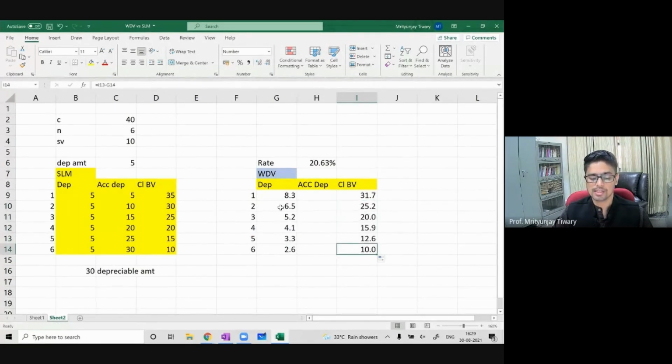Now you see that via this method we have started with 40. We kept on reducing the remaining value by 20.63% year after year, and over a 6-year period we have reduced it exactly to the salvage value. Questions? Okay. Now let us. Yeah.